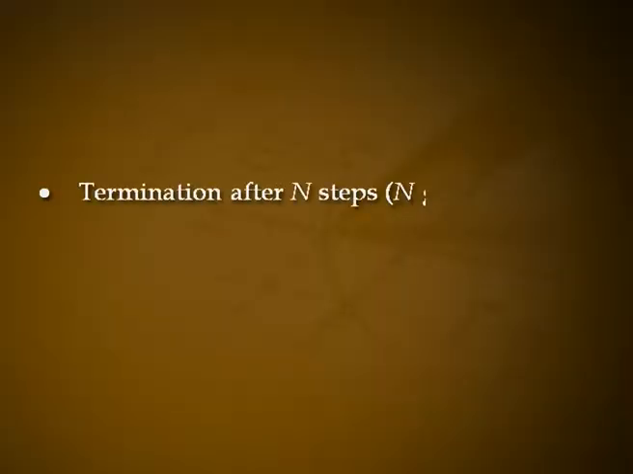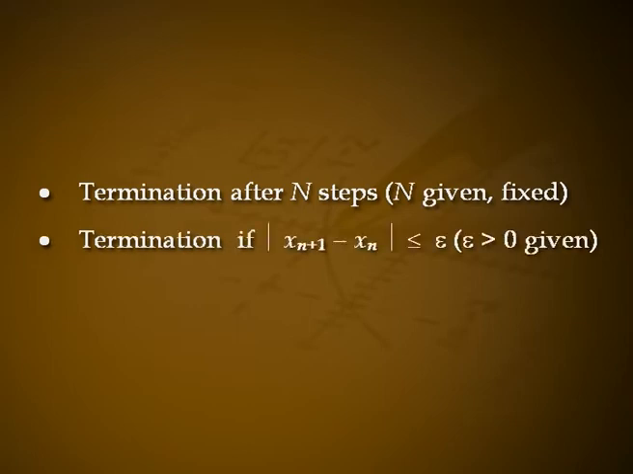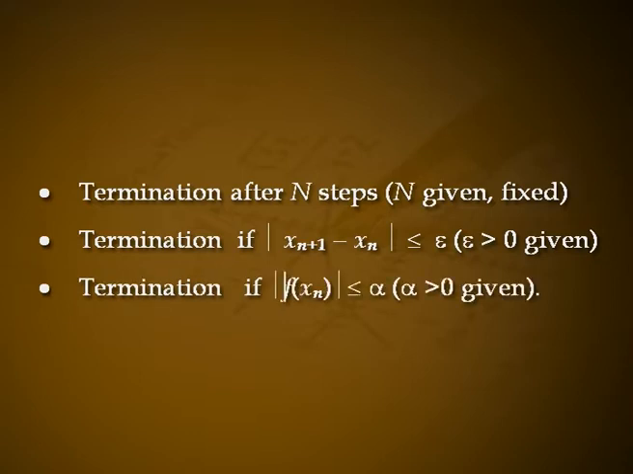Some other termination criteria are as follows. Termination after n steps, n given and fixed. Termination if |xn+1 − xn| ≤ epsilon, epsilon > 0, which is given. Termination if |f(xn)| ≤ alpha for alpha > 0, which is given. In this session, our criterion for termination is to terminate the iteration process after some finite steps. However, we note that this is generally not advisable, as the steps may not be sufficient to get an approximate solution.